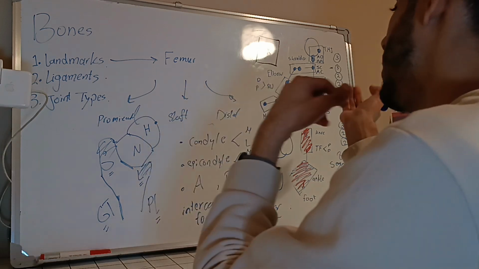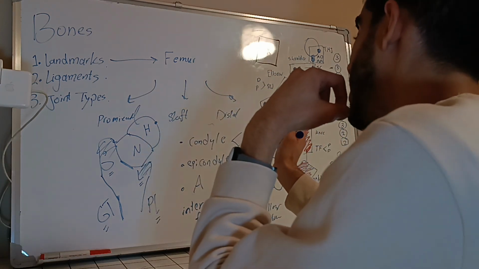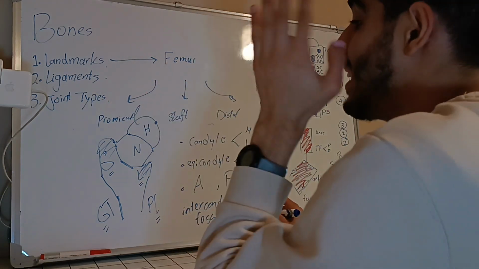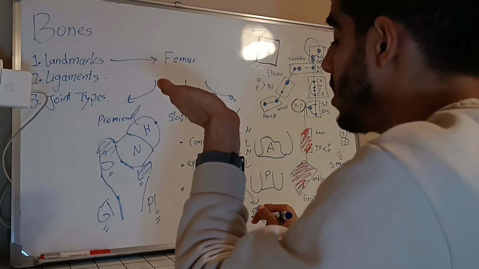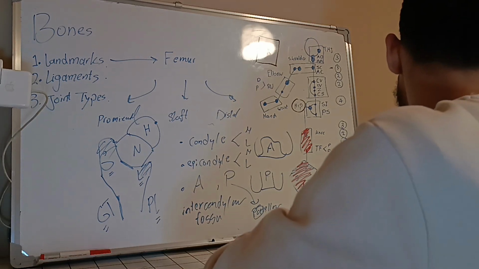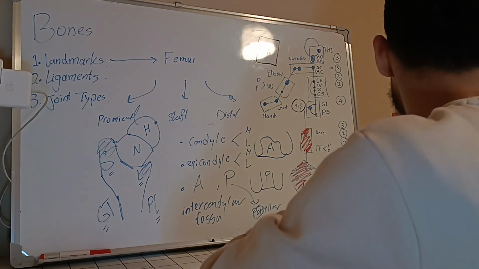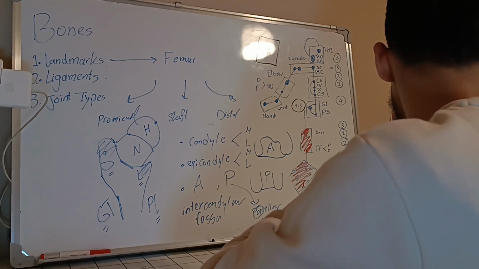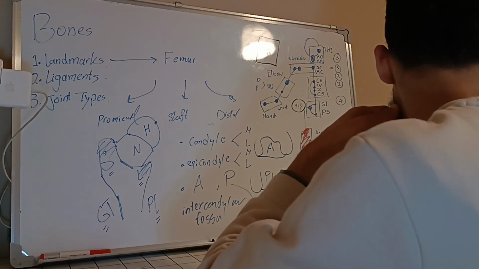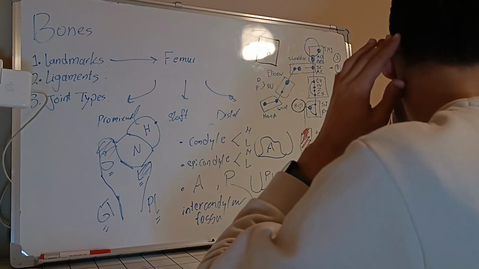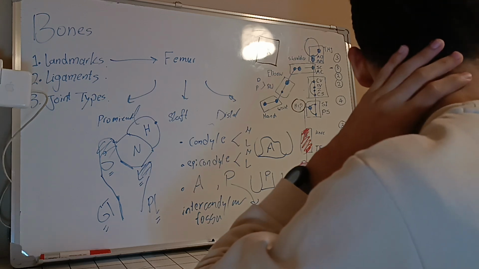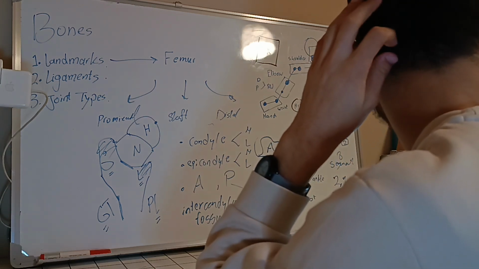So remember, medial and lateral condyle, epicondyle, medial and lateral, and the anterior part, we're going to have the patellar surface, because the patella is found in the anterior part, and the posterior part, we're going to have the intercondylar fossa. So here are 6 things, but lastly, we're going to have the adductor tubercle.